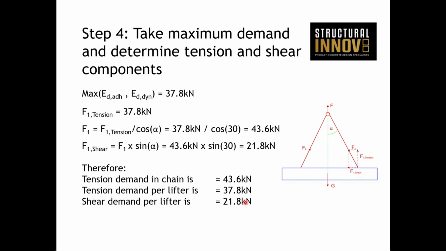So taking those values, that 37.8, we need to perform a bit of trigonometry in order to determine the actual tension and shear load on the anchor. Because I said we're lifting at an angle of 30 degrees to the vertical, so a little bit of trigonometry there, and we come up with these results here. So 43.6 in the chain, 37.8 in tension, 21.8 in shear. So that's what we're going to use to calculate or cross-check against the capacities.